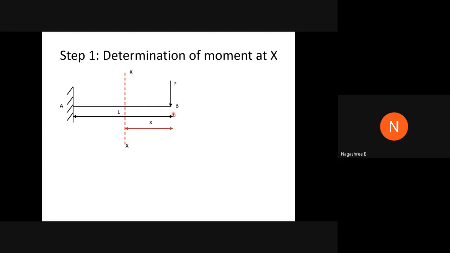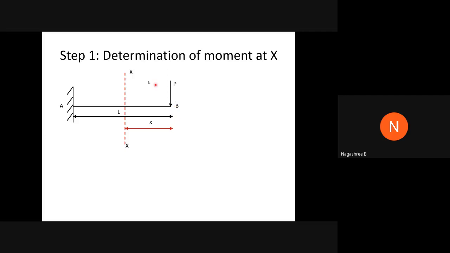Why have I considered a section at a distance of x from point B? Because I need to compute the deflection at B itself. Therefore, I have taken the section at distance x from B itself, not from A. Since I need to compute the deflection at point B, that is at the free end, I have taken the distance of x from B itself.